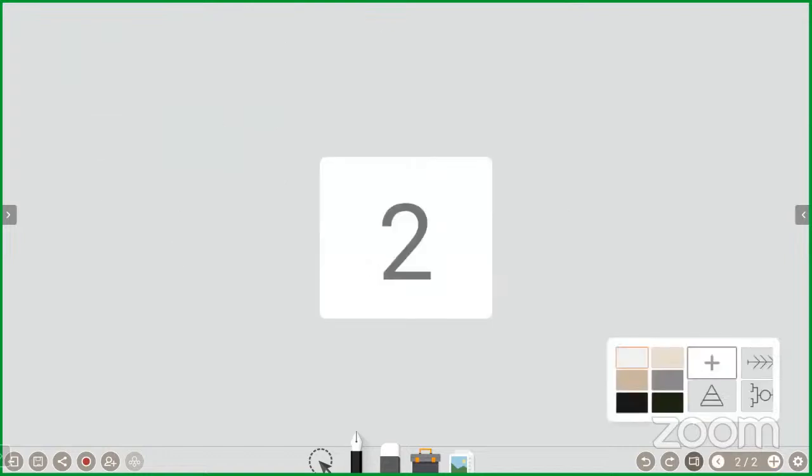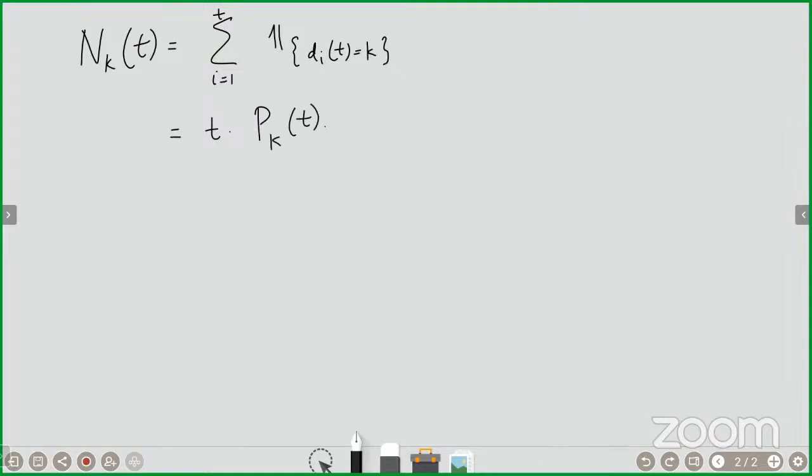All right, so let's look at an object which is not PKT but NKT, which is the number of nodes. By definition, this is T times capital PKT. This is the definition. So this number is what we're going to control. And we look at NKT and its expectation and see what we can say. So the proposition we're going to prove.